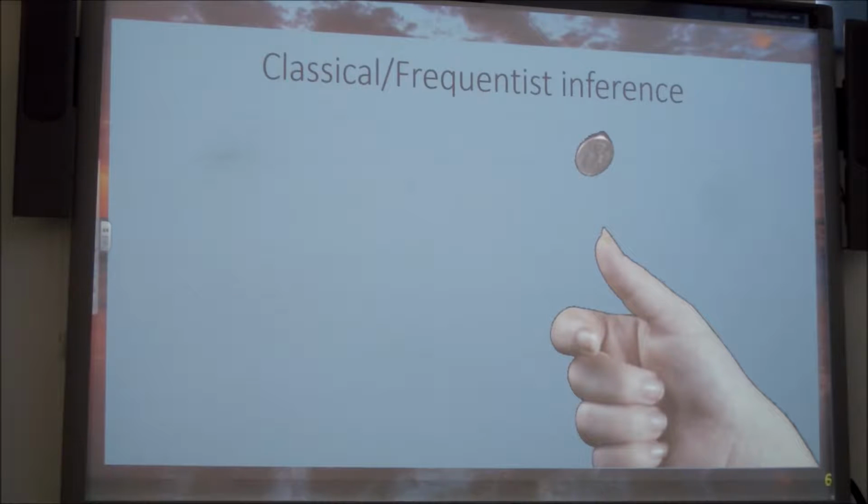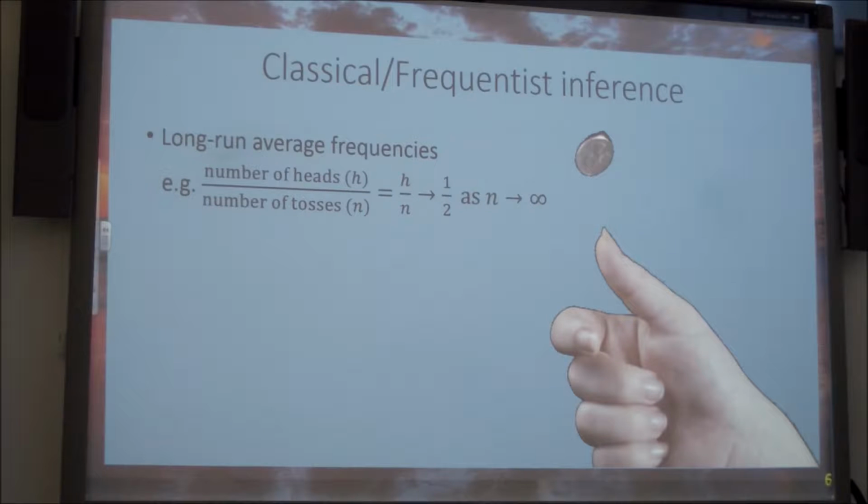So if you're doing a maths degree, what you would have been learning in the first 2 years if you studied statistics is actually called classical or frequentist inference, where probability statements are based on long-run average frequencies. So for example, if I'm tossing a coin, I would expect the proportion of heads to tend to a half as I do more tosses.